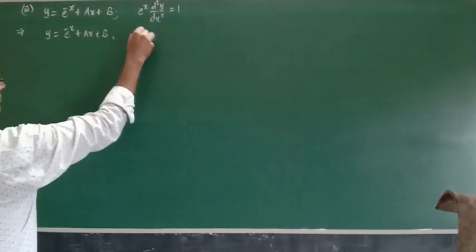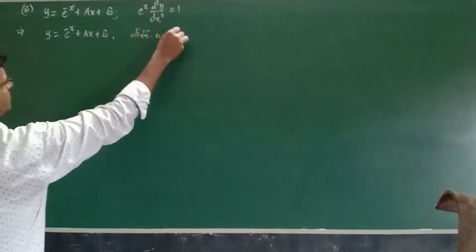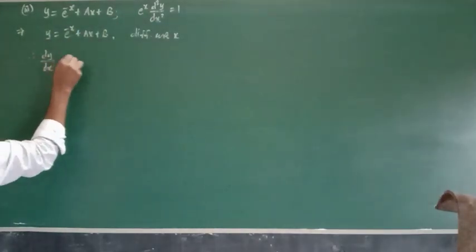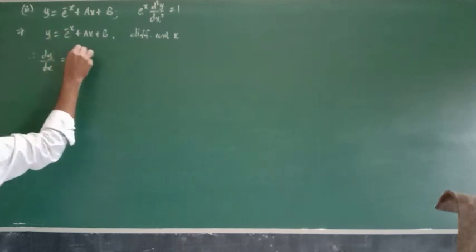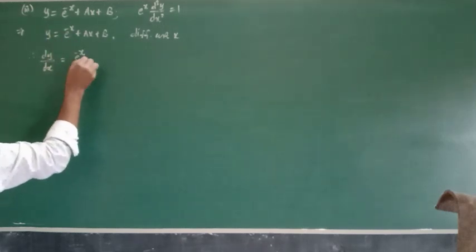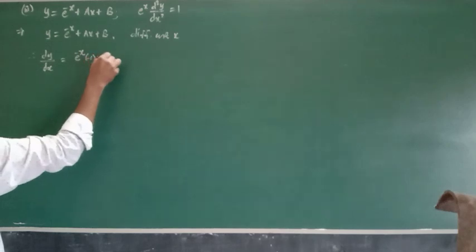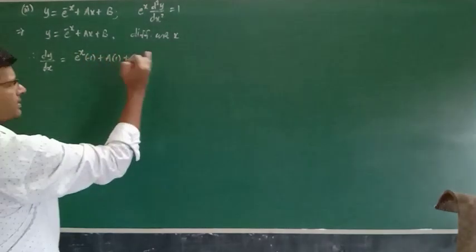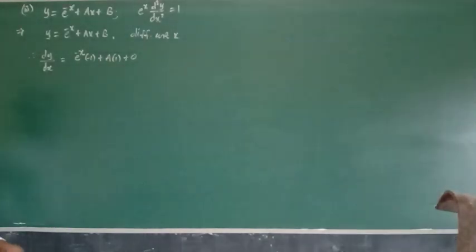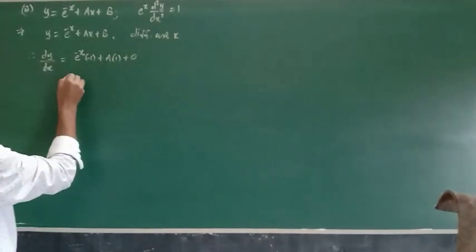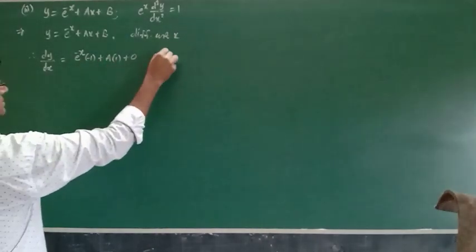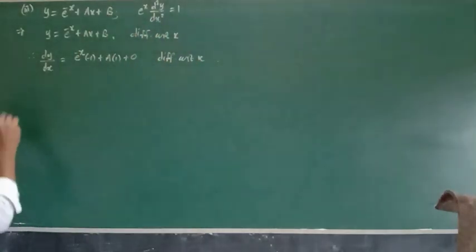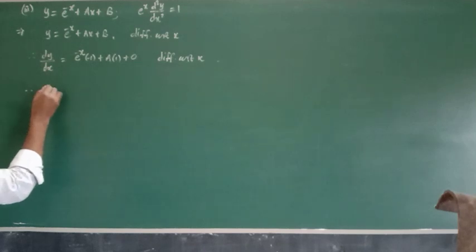Differentiate with respect to x. dy by dx is equal to the derivative of e raised to minus x, which is e raised to minus x into minus 1, plus a. The derivative of ax is a, and the derivative of b is 0, since it is a constant. Again, differentiate with respect to x to obtain the second order differential equation.